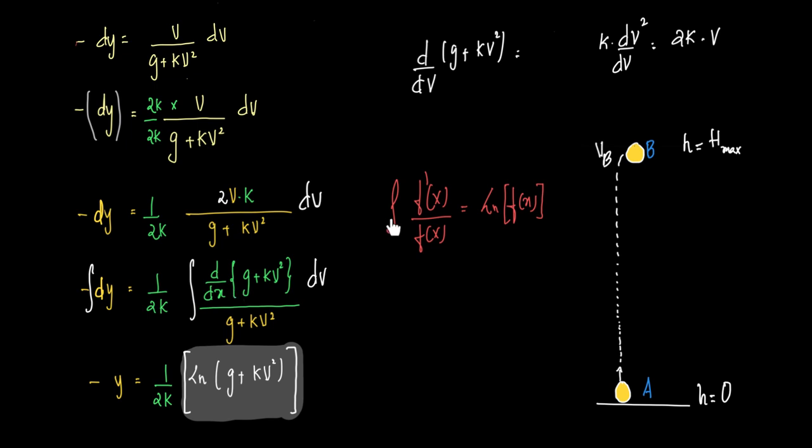Now if you integrate on both sides, the integral of the RHS will be of the form integral of f dash x by f of x dx, which actually is log f of x, which in this case is log of g plus kv square. Okay. Now, since this is based on definite integration, how? Because it is from height h is equal to 0 to h is equal to h max.